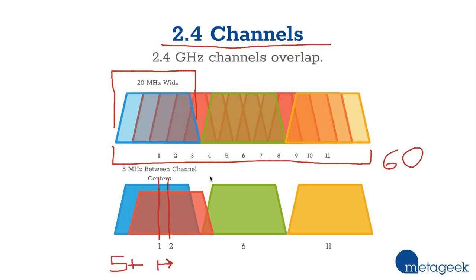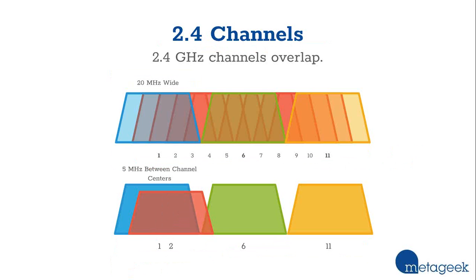And when you visualize that, you realize that channel 1 and 2 overlap by about 75%. In the end, the only 3 channels that do not overlap are channels 1, 6, and 11. Those are the 3 non-overlapping channels. Okay, so that might bring you to another question. Why does it matter if channels overlap?